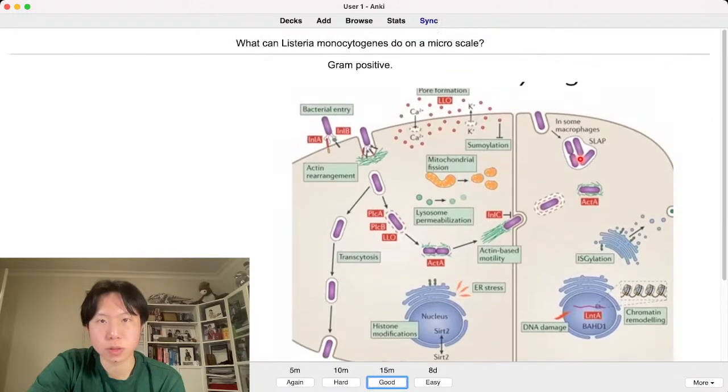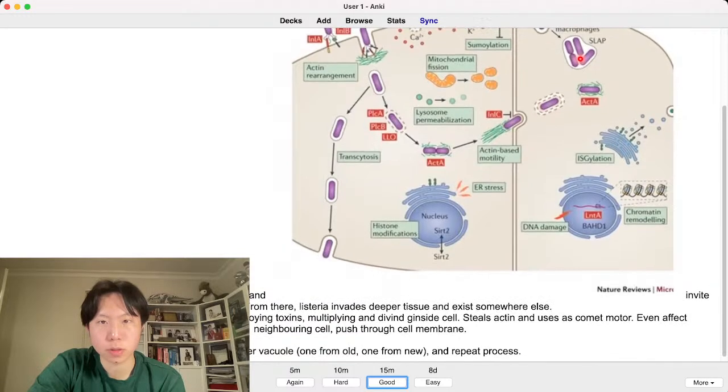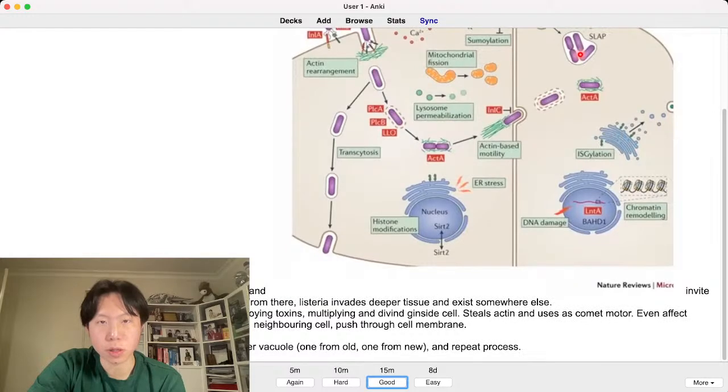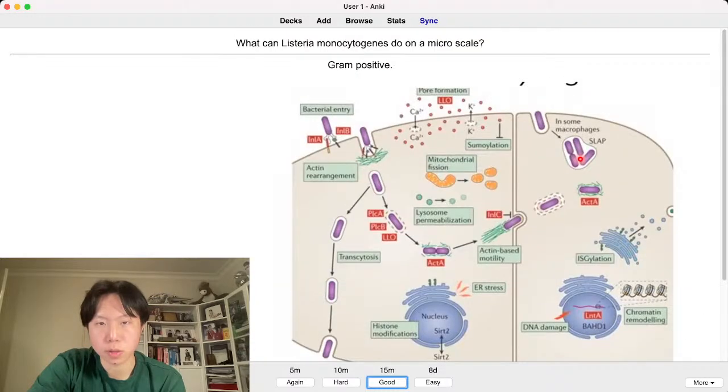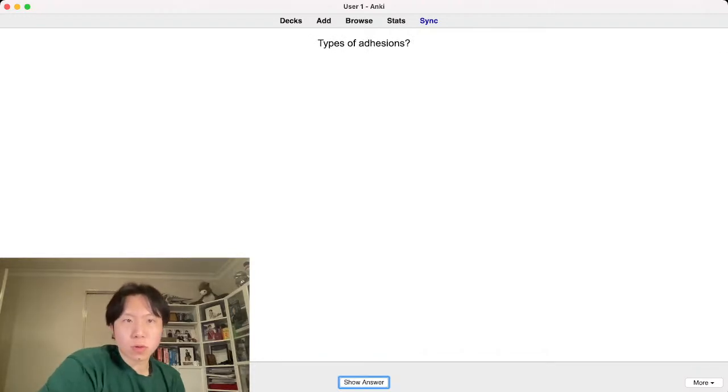Adhesion. Listeria monocytogenes, adhesion, vacuole, which can either invade down here, or it can escape, multiply and divide, and then rush into the next cell, and it gets a double membrane. Cool, and this is where? In the intestines. Food, yeah.